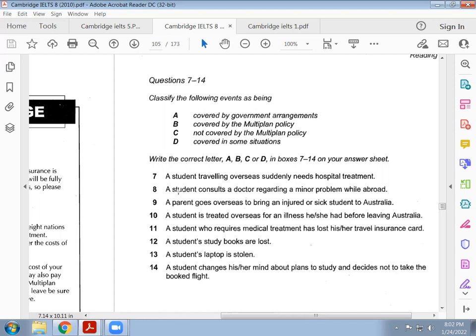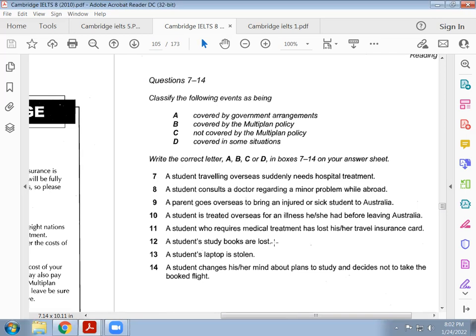Now what you need to do is scan, but don't try to search for the same words. Because in IELTS reading, a very common mistake is that students, when they are scanning, try to search for the same words, and it is mostly paraphrased, not the same words. So try to understand the meaning of the question, then only you will be able to decide your answer.